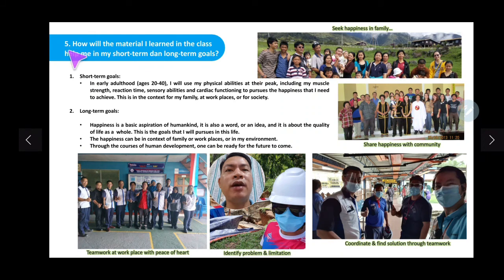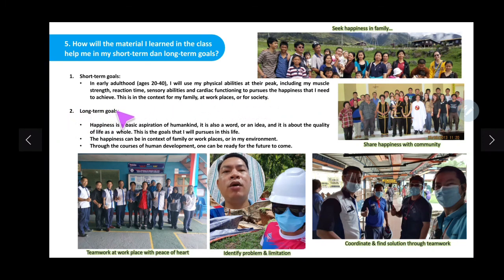Okay, we go to number 5. How will the material I learn in the class help me in my short-term and long-term goals? First, short-term goals. In early adulthood, ages from 20 to 40, I will use my physical abilities at their peak, including my muscle strength, reaction time, sensory abilities, and cardiac functioning, to pursue the happiness that I need to achieve. This is in the context of my family, at workplaces, or for society.